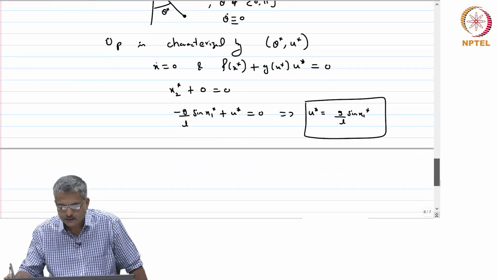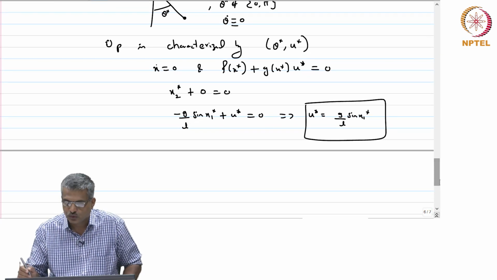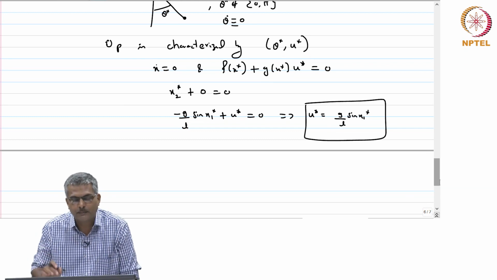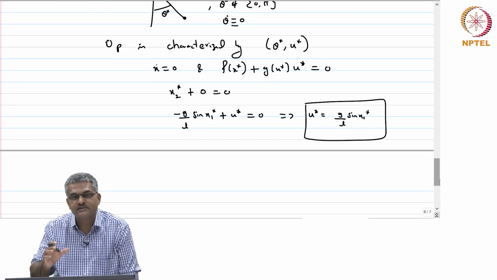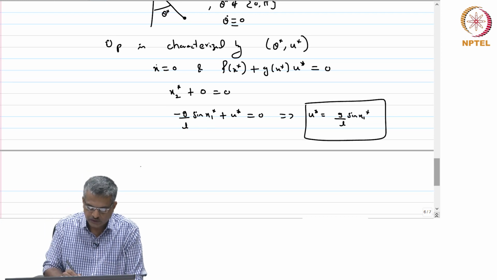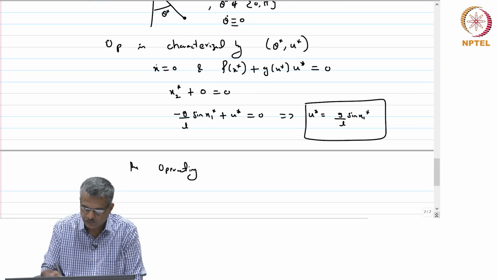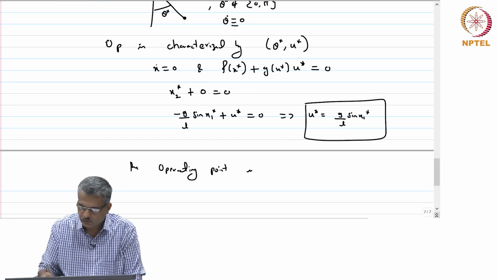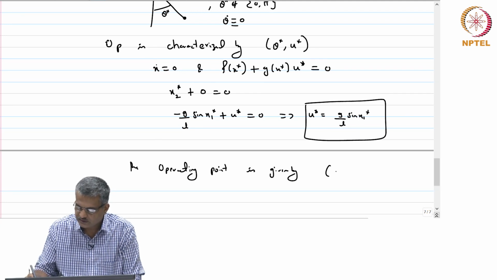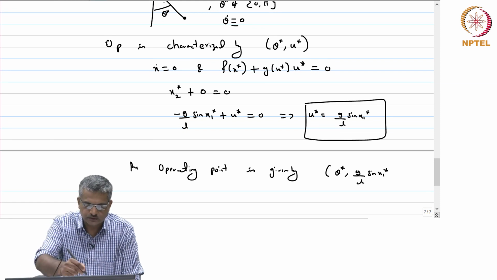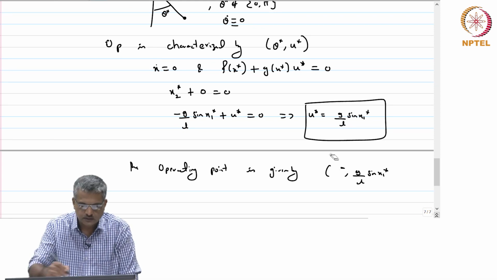Unlike an equilibrium point where u is 0, in an operating point u is not 0. There is some control that has to be applied to keep the system in that position. So the operating point is given by theta star and g by L sine of x 1 star, or I can replace it by x 1.